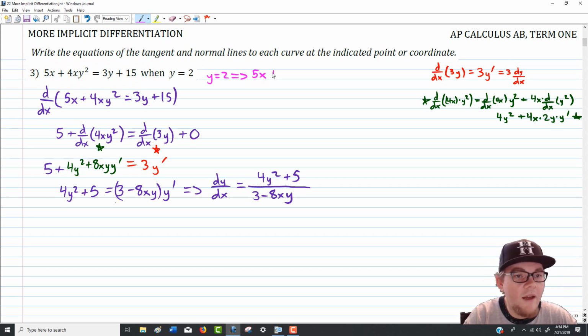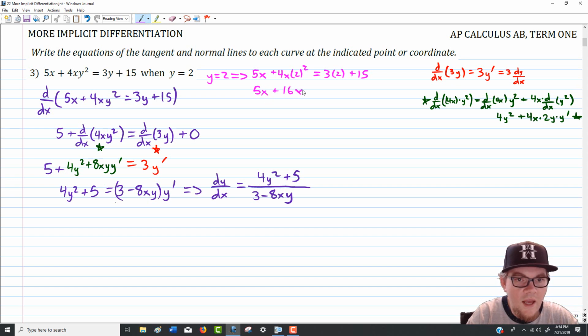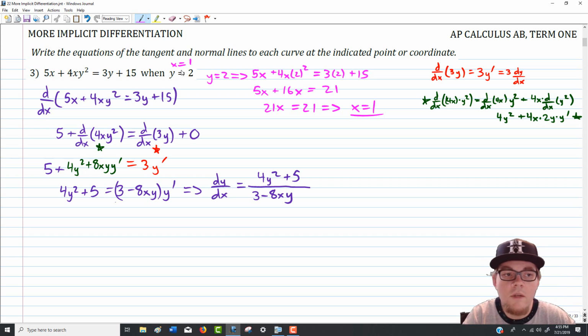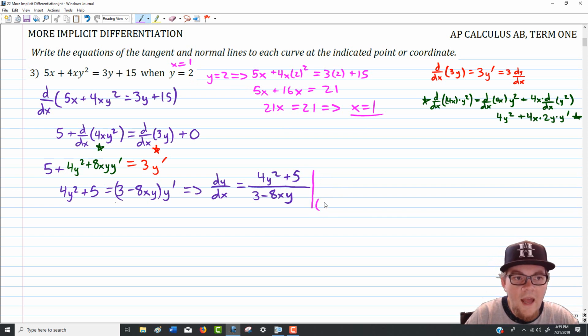So plugging in, we have 5x plus 4x times 2 squared equals 3 times 2 plus 15. So simplifying some stuff here, we're going to get 5x plus 16x is equal to 21. And combining some pieces together, we get 21x equals 21. In other words, x equals 1. So that now completes our work. We now know that the ordered pair we're interested in, for the tangent and normal lines, is at x equals 1, y equals 2. So down here, we're going to evaluate this at the point (1, 2), plugging in x equals 1 and y equals 2 simultaneously.